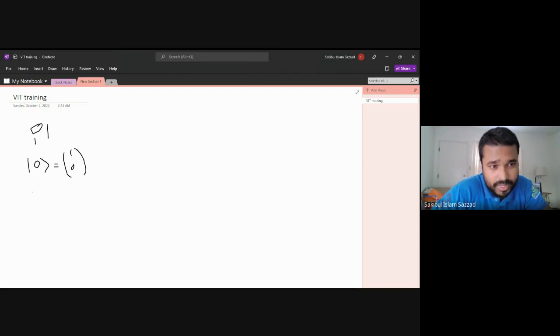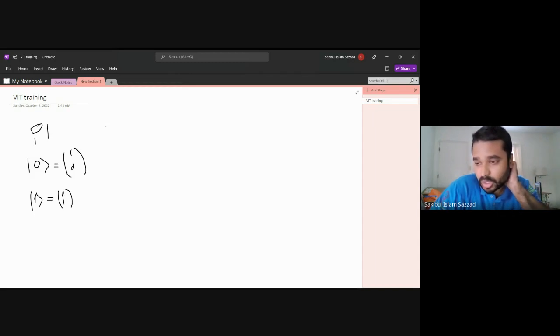And when I say ket 1, basically it will be something like this. I'm writing ket 1. So in case of ket 1, it will be 0 and 1. So now we can give a look at ket 0 and ket 1. It makes sense. Now we are going into quantum computation and how we represent matrices or qubit states and different states for a qubit.